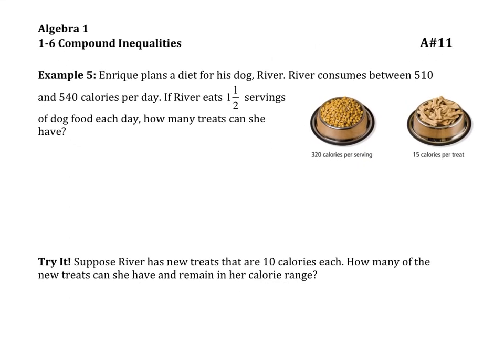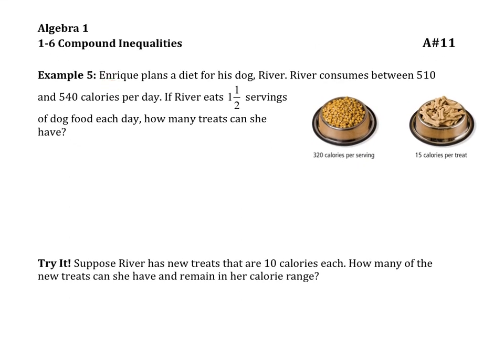Now let's look at an application here. Enrique plans a diet for his dog, River. River consumes between 510 and 540 calories per day. If River eats 1.5 servings of dog food each day, how many treats can she have? So how many of these can she have? We know that we have 1.5 servings, which is going to give me a certain number of calories. Over here, we don't know how many treats. So let's say T for treats here. We do also know some things. This is the upper limit, the high, and this is the low.